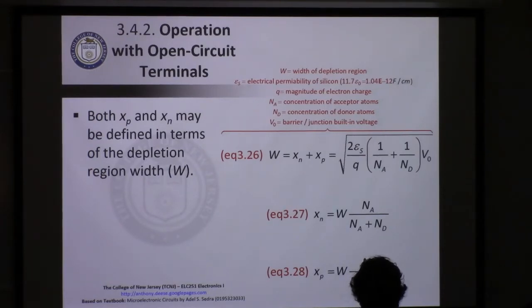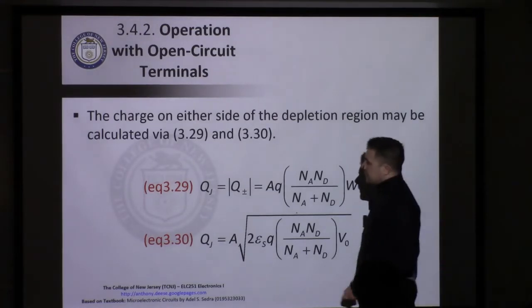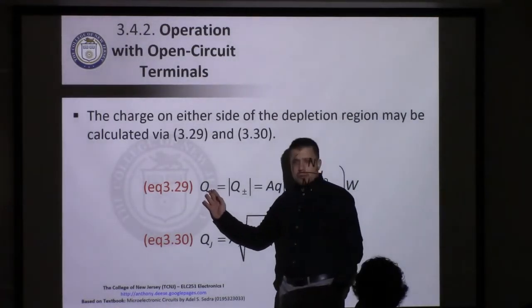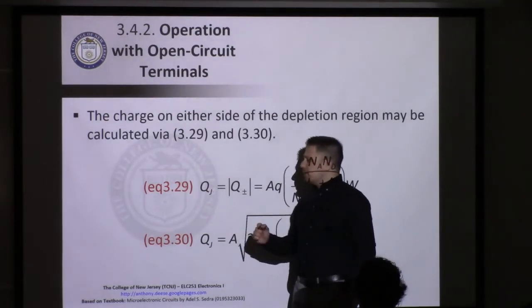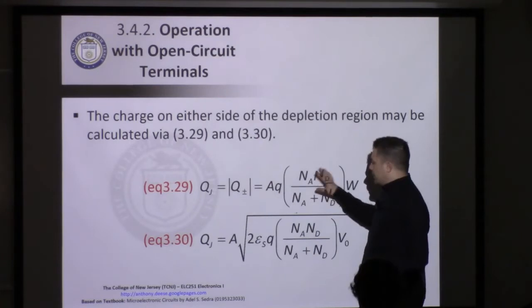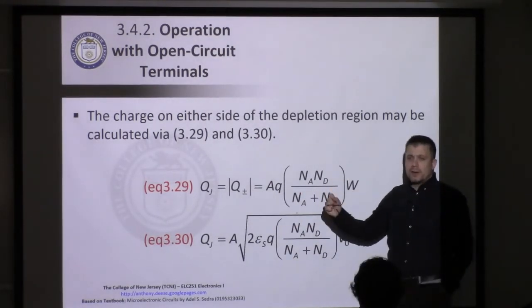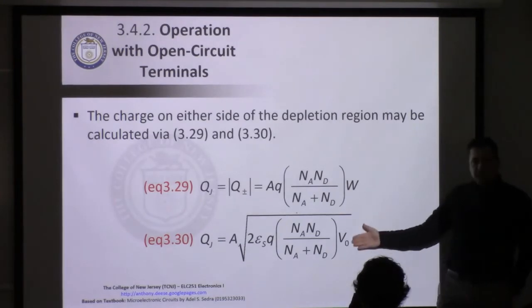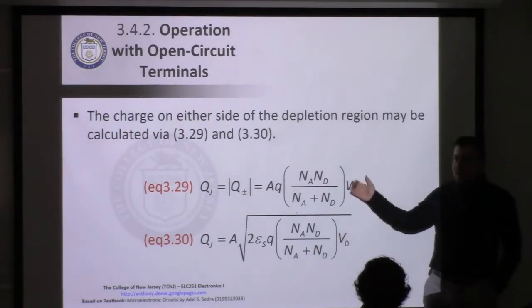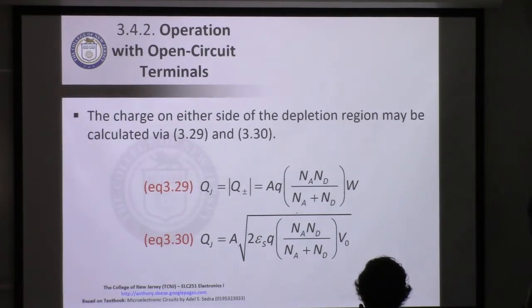We can take 326 through 328, and we can give another version of our Q sub j, which is the charge stored on either side of the depletion region, and that will be equal to A times Q, and then this, as well as this version down here. Again, I'm not going to go into derivations, but we've already explained what each one of the values are, and so you should know how to implement that.